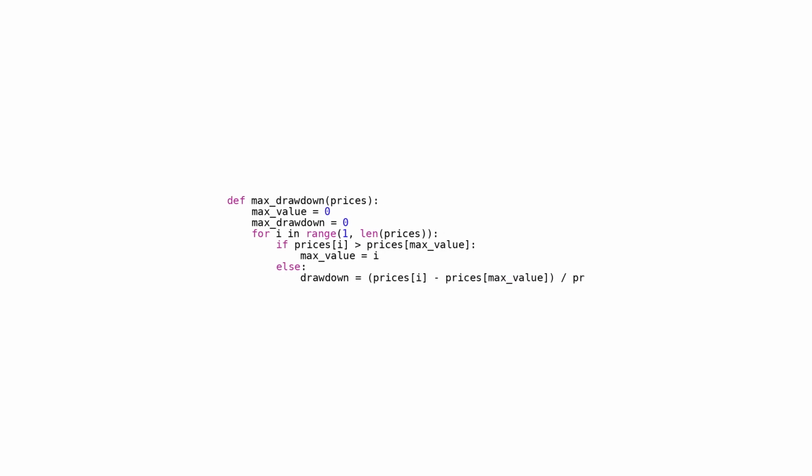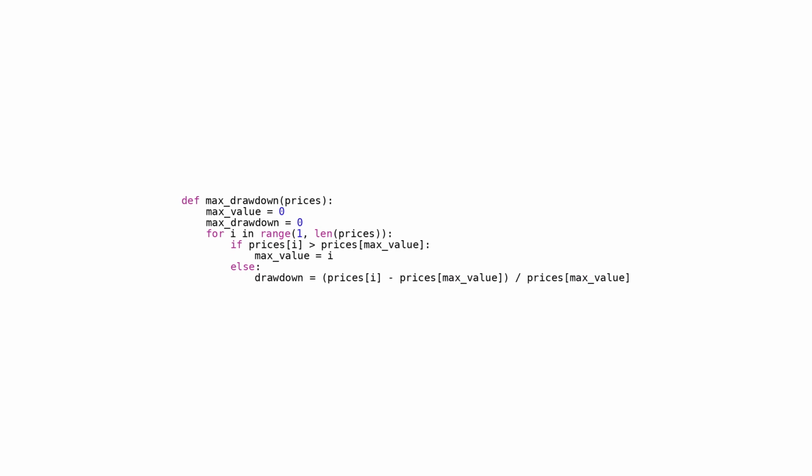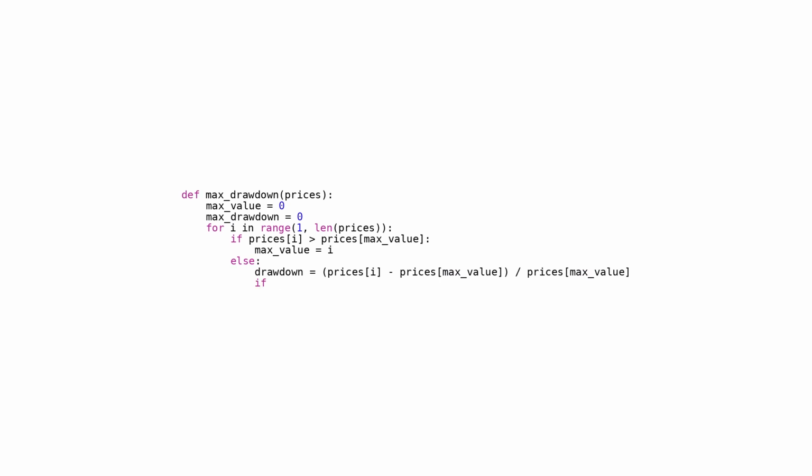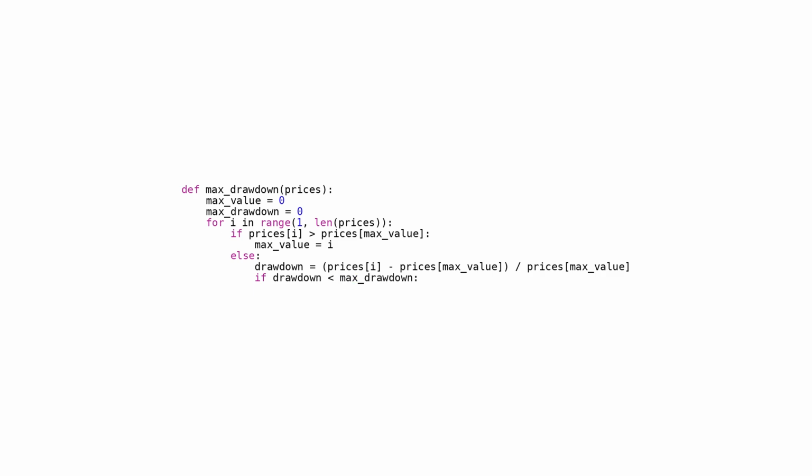5. Revises Emax drawdown if the computed drawdown is lower than the current maximum drawdown. 6. The function ultimately returns the maximum drawdown percentage, which is then multiplied by 100.